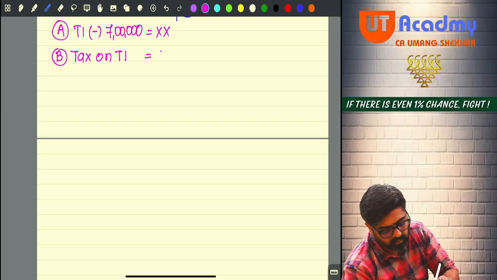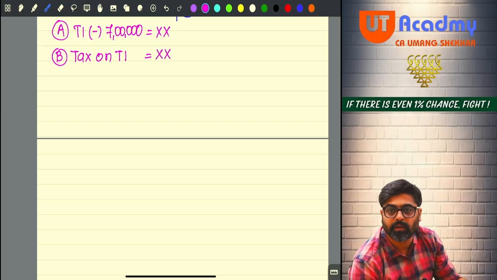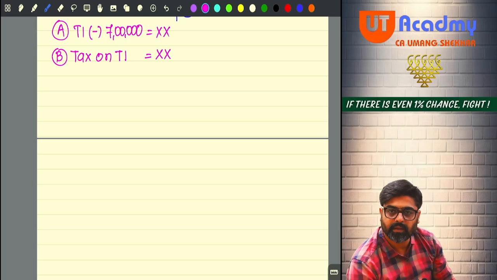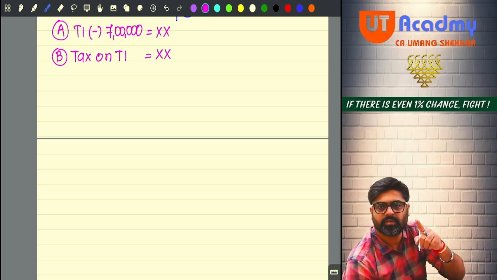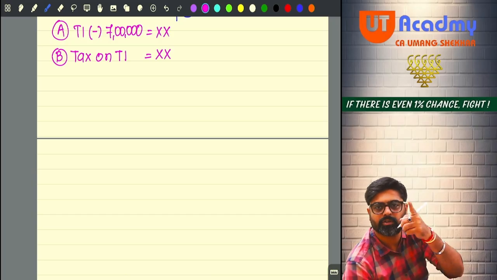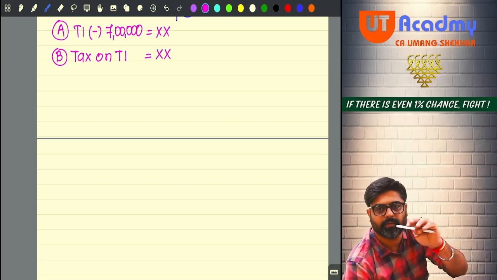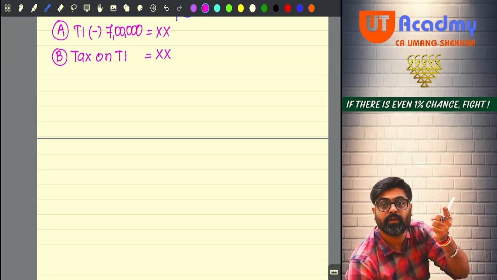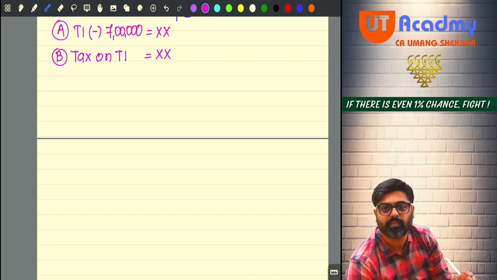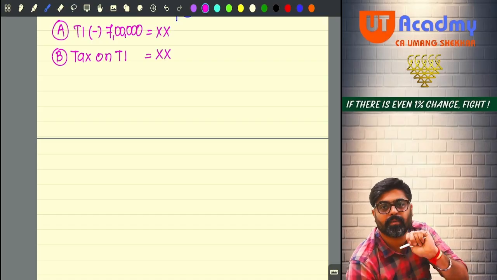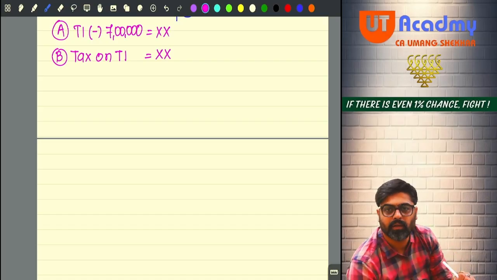So first you will have to calculate the tax liability on your total income. Can you calculate the tax liability on your total income of 7,05,000? Yes, very easy. First 3 lakhs no tax. 3 lakhs to 7 lakhs, that is 4 lakh. On that you will apply 5%. It will be 20,000. And above 7 lakhs it is 5,000 only. On that 5,000 you will apply 10%. It will be 500 only. So your tax here will be 20,500.